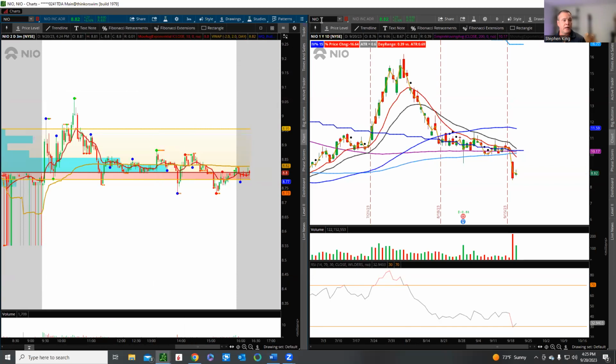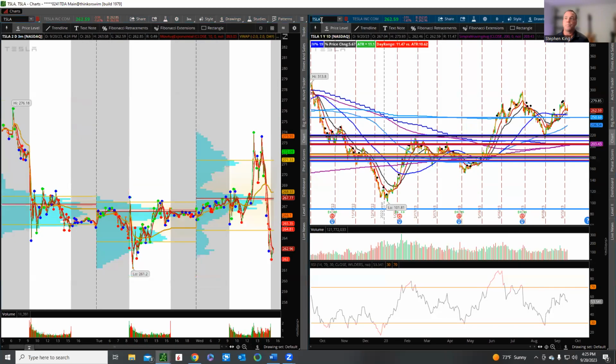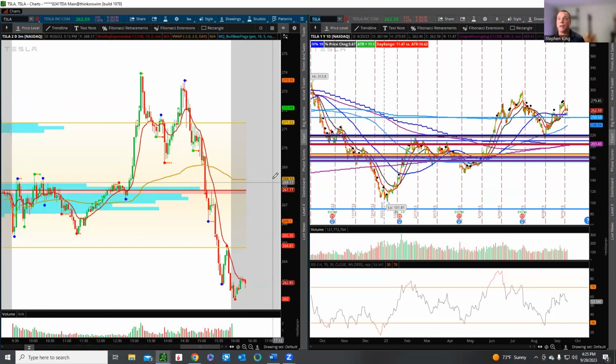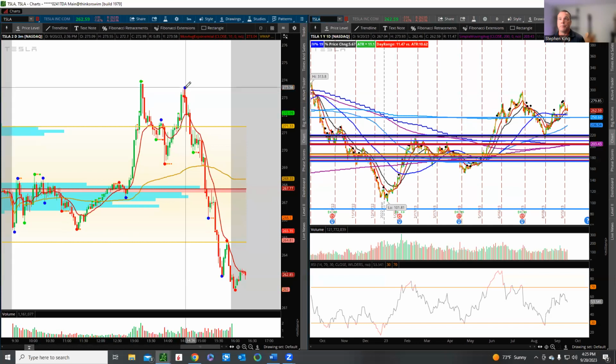All right, let's see. We go into, there were a couple others here, Tesla. I know everyone here loves trading Tesla, or the majority of you do. Okay, so today, all right, beautiful double top. I think everyone can clearly see that double top.